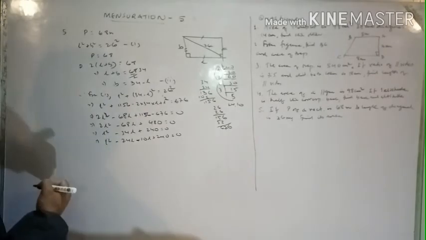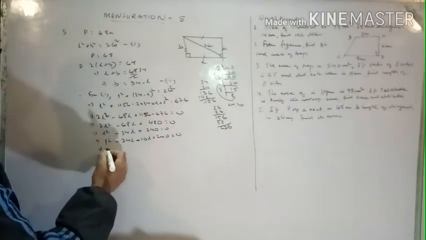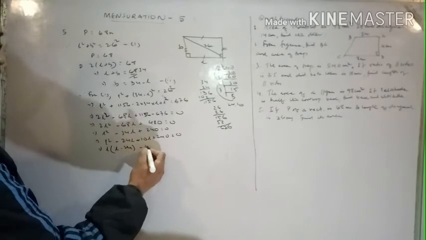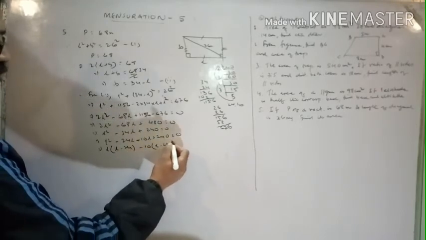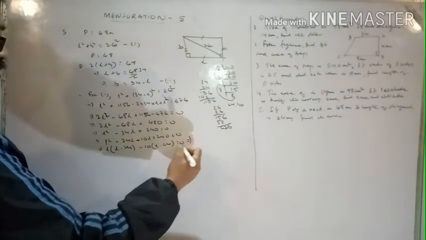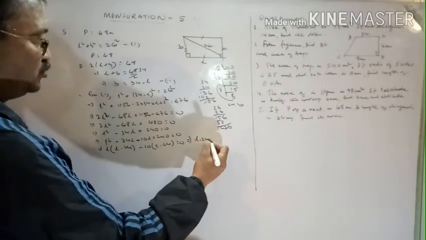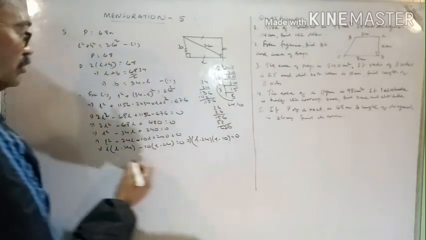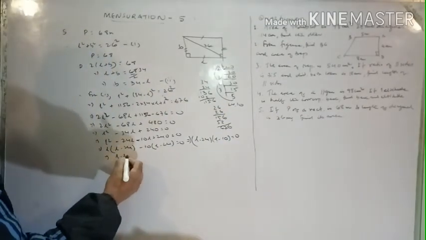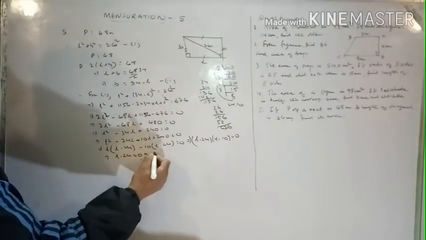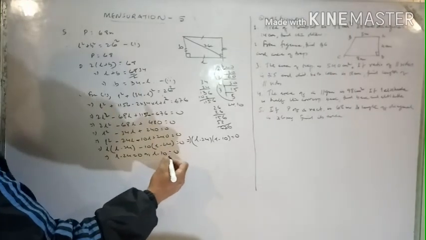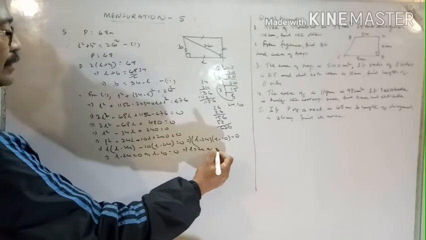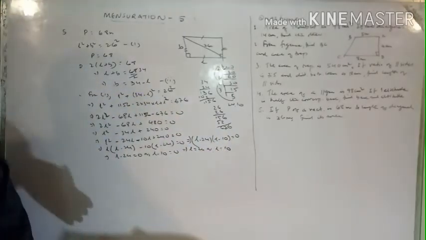So the sign must be the same. If you take L common, you get L into (L minus 24) minus 10 into (L minus 24) equal to 0. So you get (L minus 24) into (L minus 10) equal to 0. This will give you L minus 24 equal to 0 or L minus 10 equal to 0, so L equal to 24 or L equal to 10.